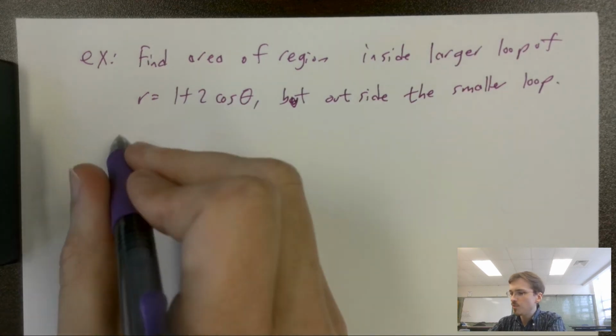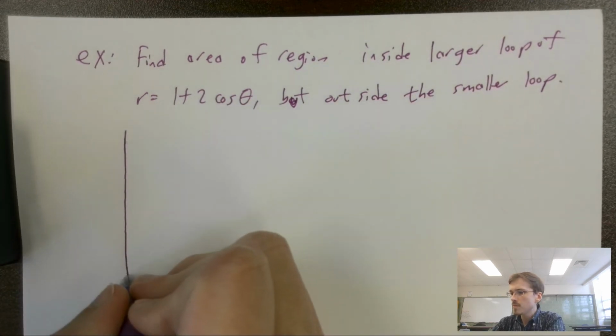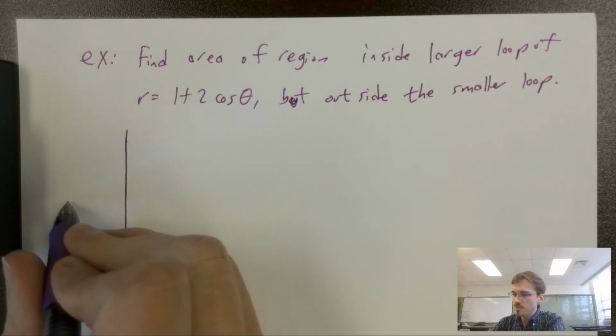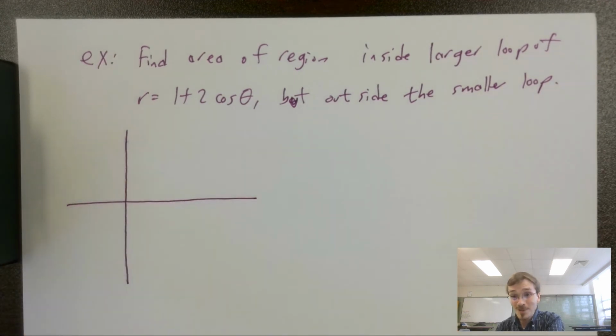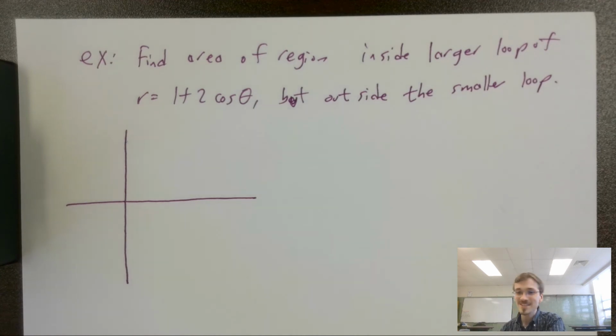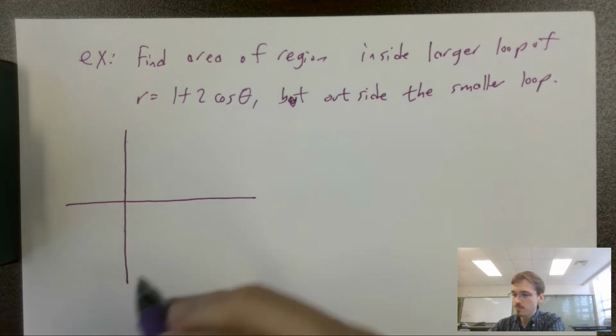Let's recall how to graph this together. If you know how to graph this already, or if you've seen this graph before, please pause the video and try to graph this yourself, right? If you don't know how to graph this, let's do it together first. Let's plot some points together.